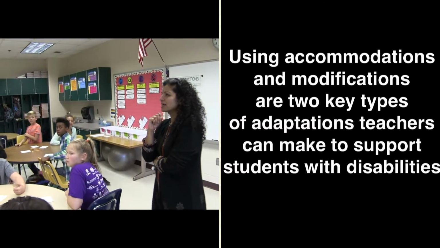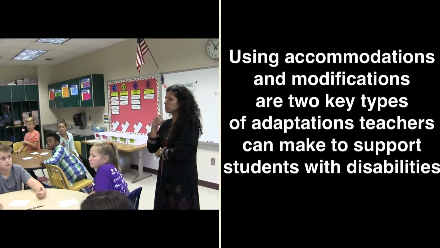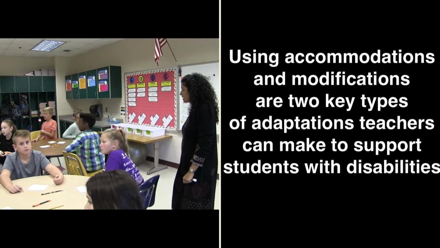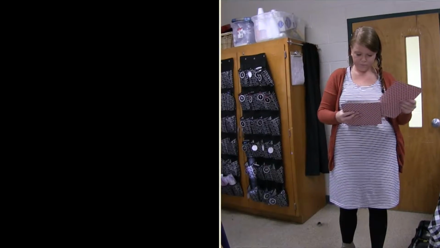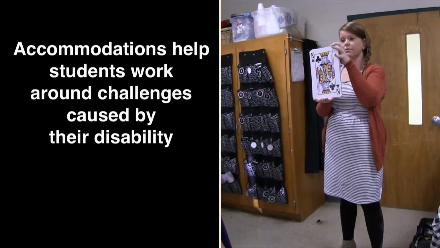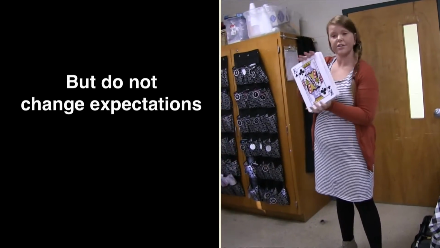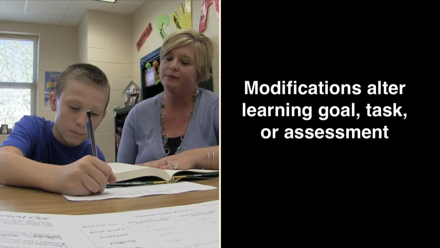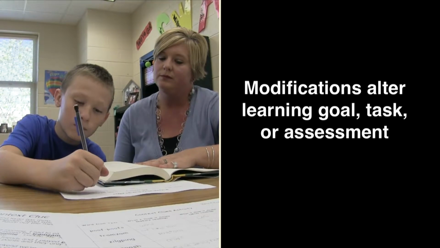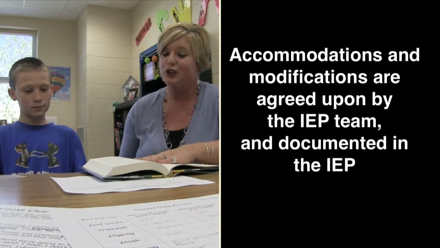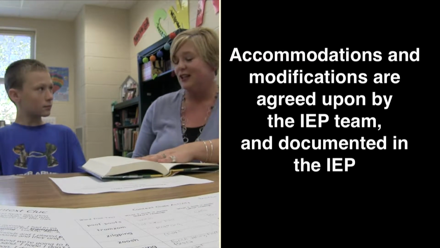To conclude Part 1, accommodations and modifications are two types of adaptations to curriculum tasks and materials that teachers can make to support students with disabilities. Accommodations help a student work around the challenge caused by his or her disability, but do not change expectations for the student. In contrast, modifications alter the learning goal, task, or assessment. Both accommodations and modifications are determined by the IEP team and are documented in the IEP.